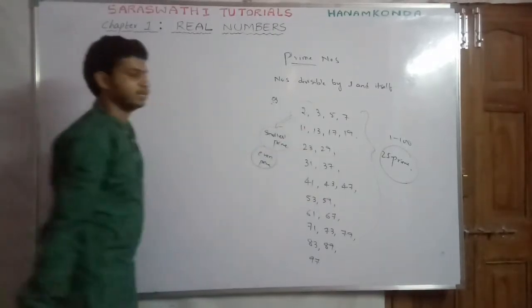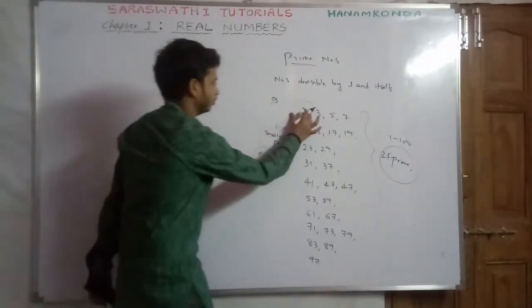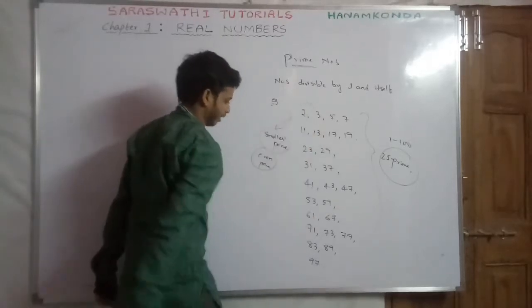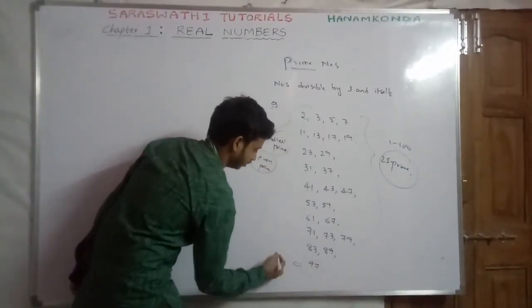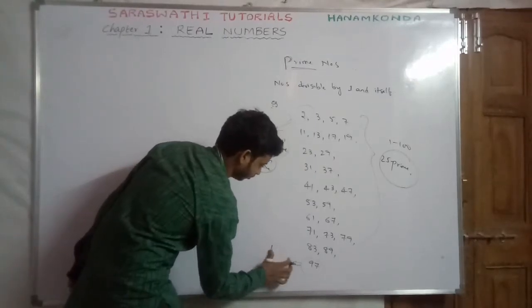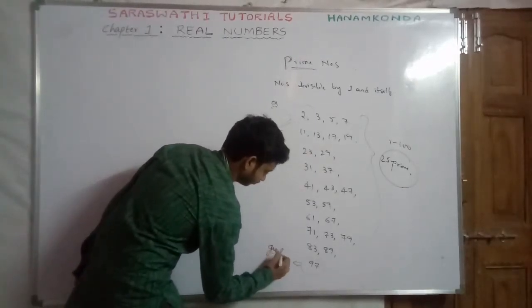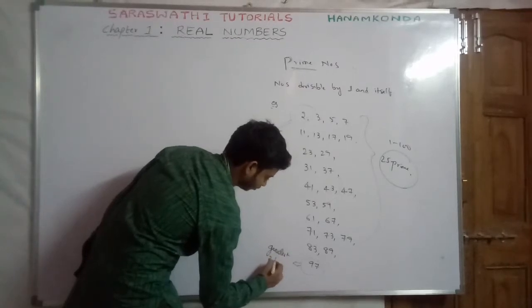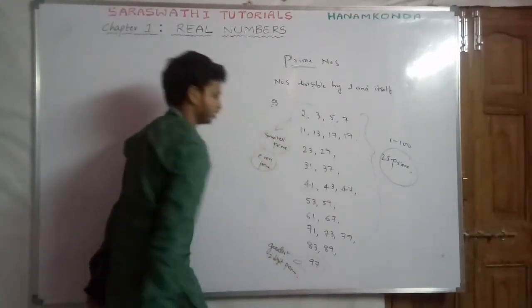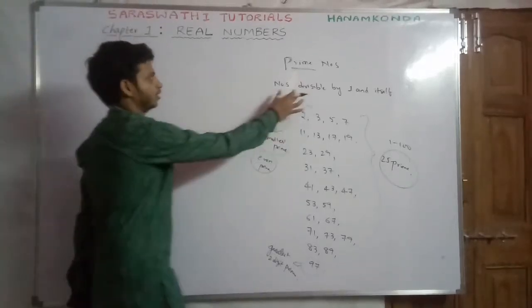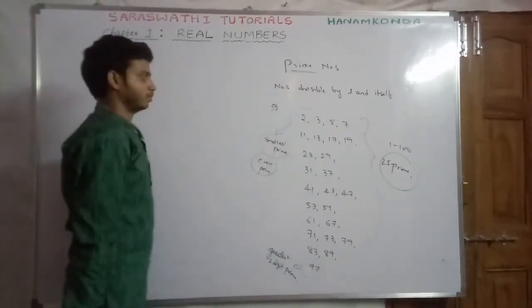And remaining all are the odd numbers here. So only 2 is the even prime number and it is the smallest prime number. And 97 is the greatest 2-digit prime number. So largest or greatest 2-digit prime is 97.